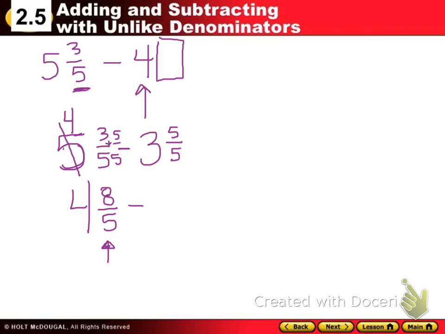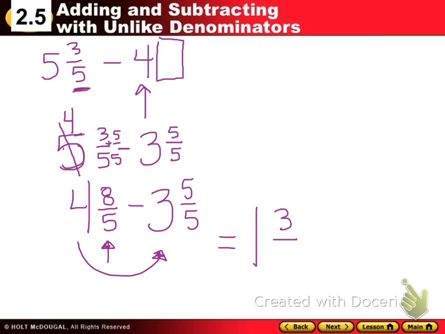So now I have it in the right form that I can borrow or subtract, because I can take 4 minus 3. I can deal with my larger numbers. 4 minus 3 is going to be 1. I can take my 8 minus my 5 and get 3/5. So 5 and 3/5 minus 4 is equal to 1 and 3/5.